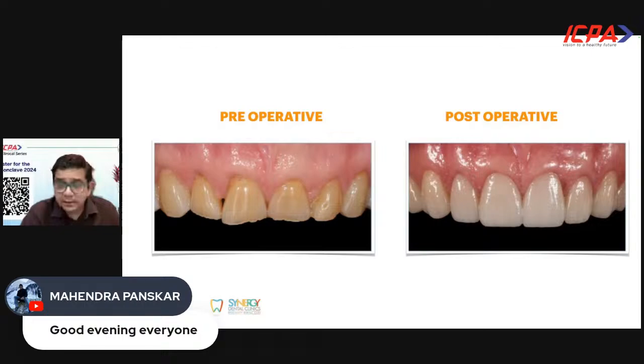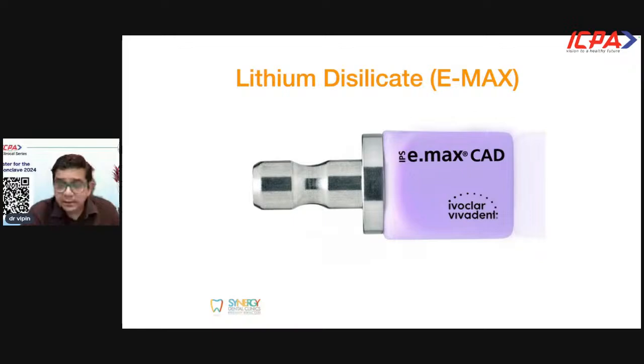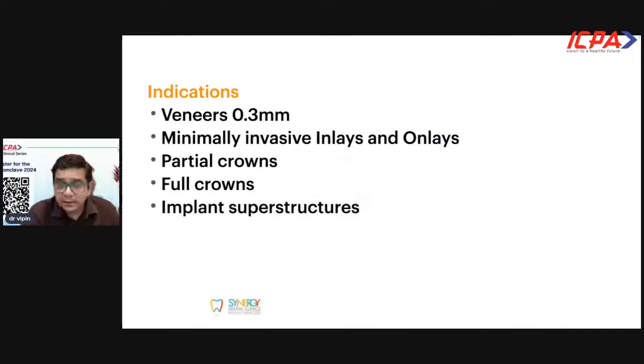So you can see one case done. All these veneers are done with Trilux 4, and we have got very good results with this. Now we'll go to another material which is the material of choice for most of the full mouth tooth supported cases that we are doing. It is lithium disilicate, that is Emax, right?